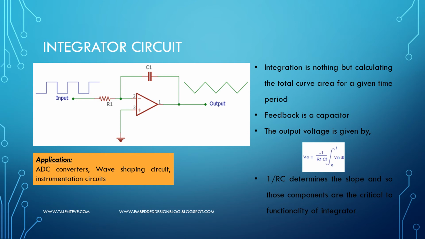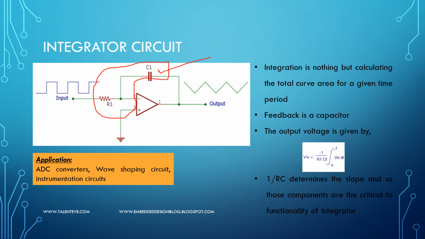Here, if you see the circuit, we had a feedback resistor and an input resistor for the inverting and non-inverting configuration. In the integrator circuit, the feedback resistor is just replaced by a capacitor, which means the product of this RC determines the functionality of this particular integrator. This integrator can be used in ADC converters, wave shaping inputs, and integration circuits.